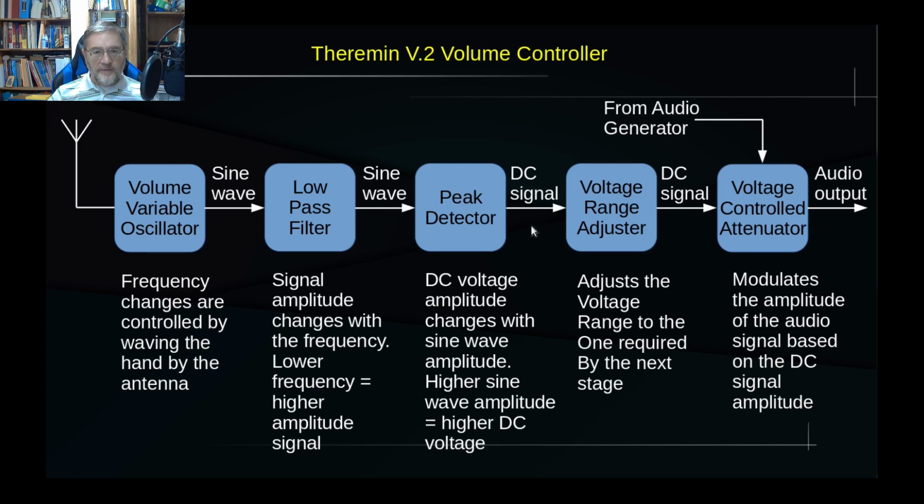This DC signal from the Peak Detector enters the voltage range adjuster, which adapts the range of the DC signal to the range required by the last stage, which is the voltage-controlled attenuator. This attenuates the signal coming from the audio generator based on the amplitude of the signal coming from the previous stage, and so the amplitude of the theremin audio is adjusted based on the distance of the left hand of the player from the volume antenna.